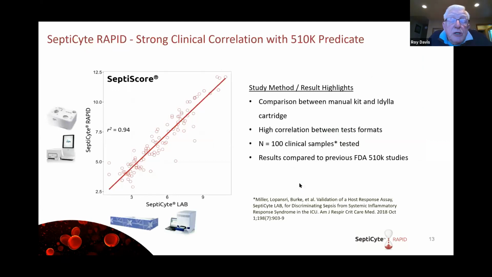Septicite Rapid has undergone a correlation with 510 predicate Septicite Lab using 100 clinical samples that were tested on both Septicite Lab and Septicite Rapid. This graph demonstrates a good correlation for all values, all ranges, with a correlation coefficient of 0.94. These are all clinical samples drawn specifically to do this correlation.